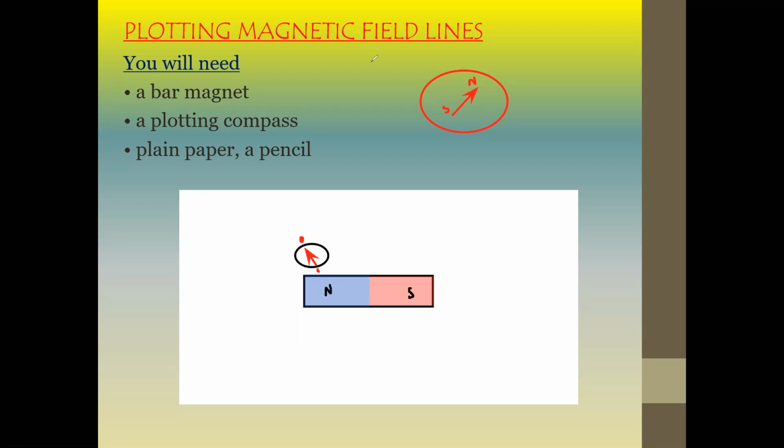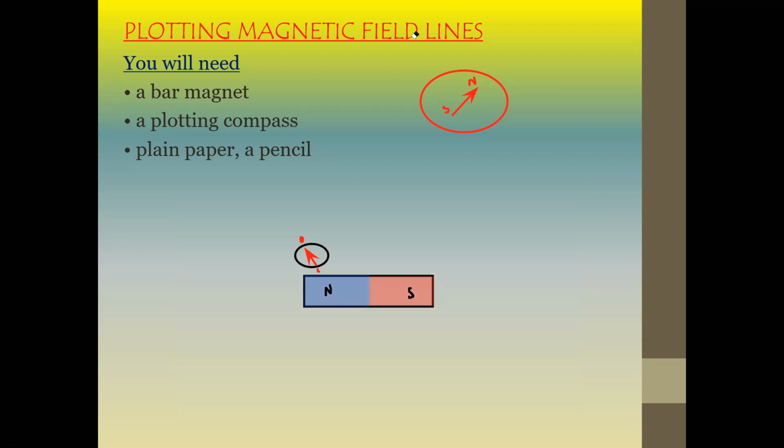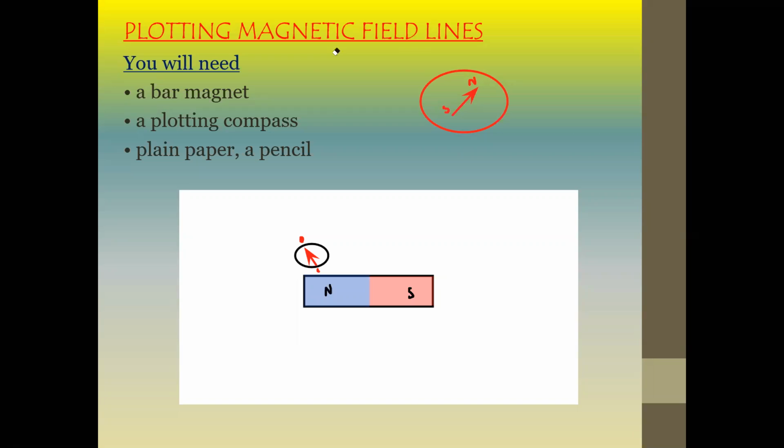Then what we will do, we will remove this compass and move it to a new position until this compass needle shows the previous point which we marked. For example, you can see here, we move this compass from position 1 to position 2 until the compass needle is in the same direction as the previous point which we marked, and we mark another point.